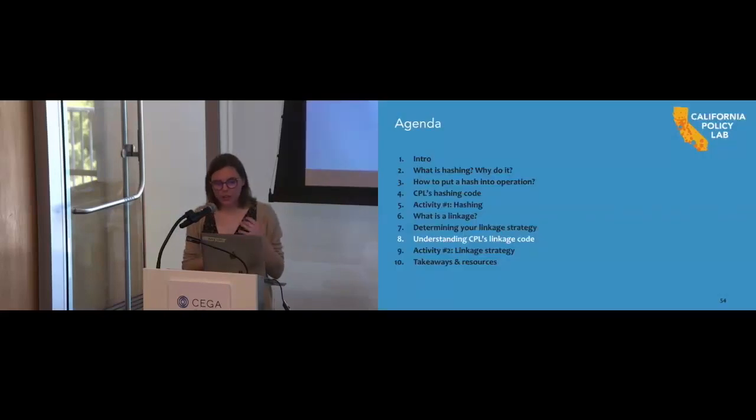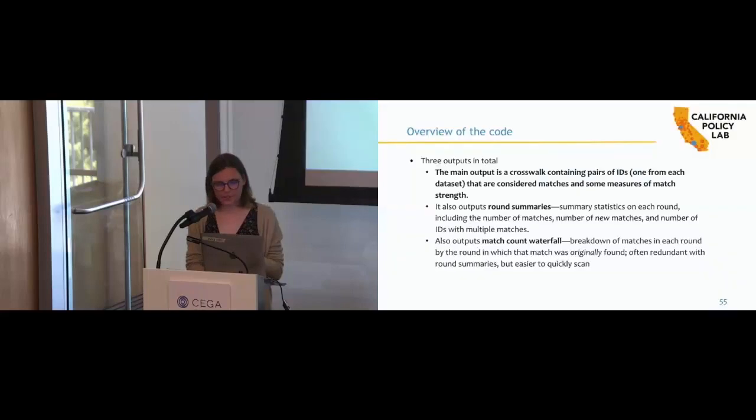And I'll go into a little bit of our linkage code. So the code will have 3 outputs. The main output is the crosswalk, which is just the mapping of IDs from dataset to dataset that we think are a match, as well as a few other things that have statistics just about match rates in each round. I particularly want to highlight the waterfall. I'll show you what that looks like in a second, but it shows you the marginal number of matches that you're getting at each round.